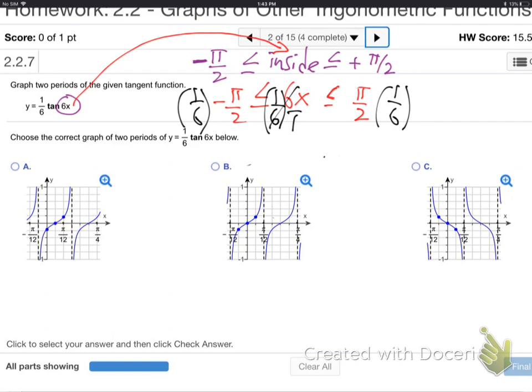So what happens? I get x alone in the middle. And on the other side I get pi over 12. And back here I get minus pi over 12. Minus pi over 12 and regular pi over 12.